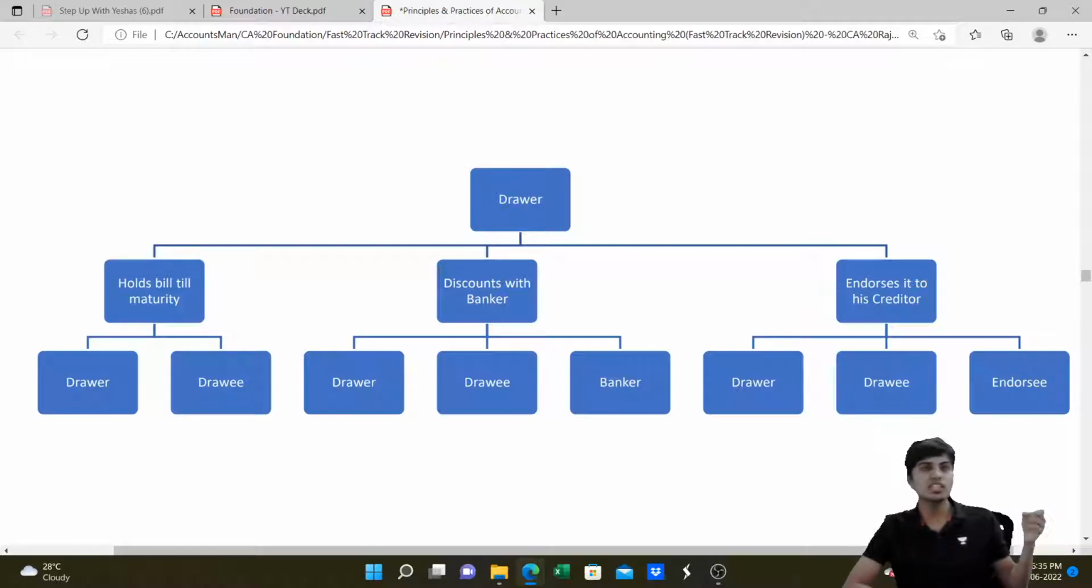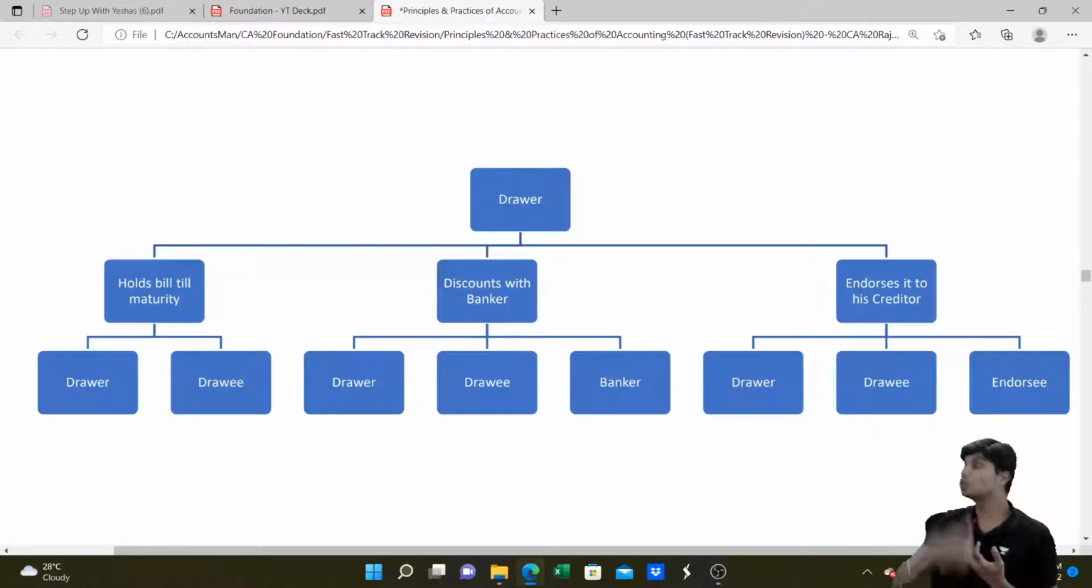If the drawee fails to pay money to the banker, the banker will throw the bill back to me and I would have to pay the bank. Done. And endorsement is this: I have sold goods to somebody, so I raise a bill of exchange, my customer accepts, and I keep it with me.